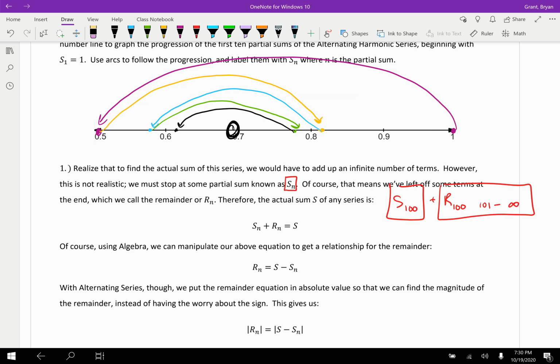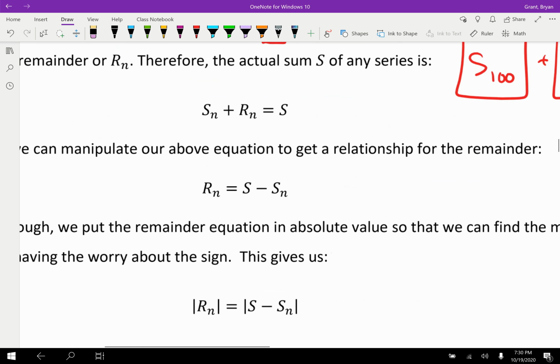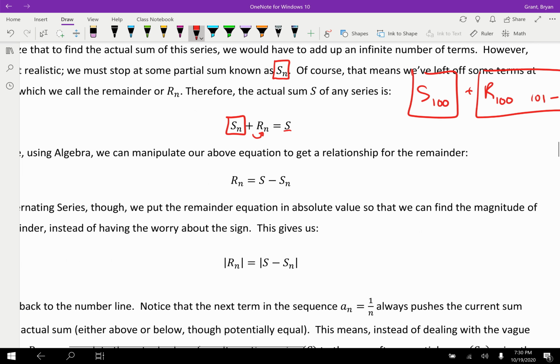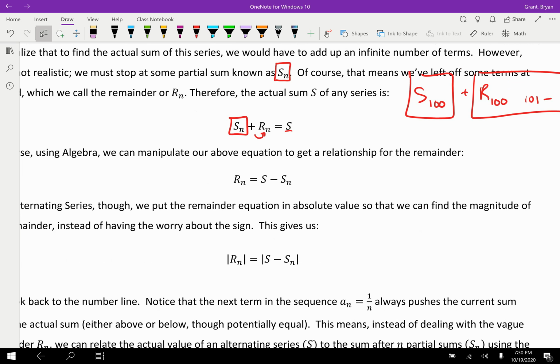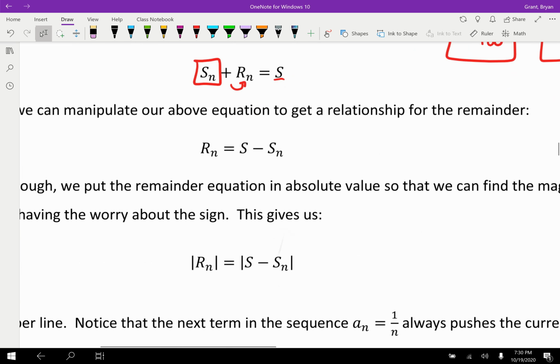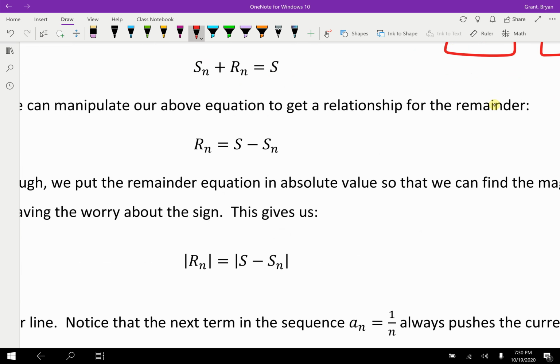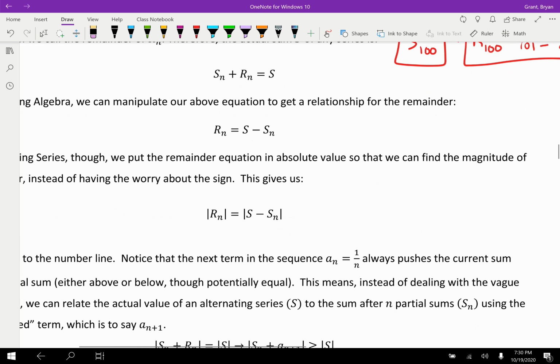And so we can restate our actual sum as the sum of the terms we actually add plus the terms we haven't added yet. Of course, we can also manipulate our equation to get a relationship for the remainder just by subtracting the partial sum. And so we can say that the remainder is S minus the partial sum, the actual sum minus the terms you've added up. And that, of course, I think should make sense.